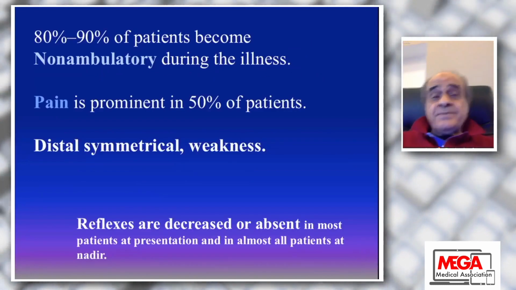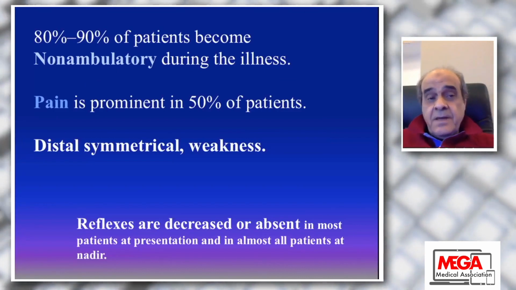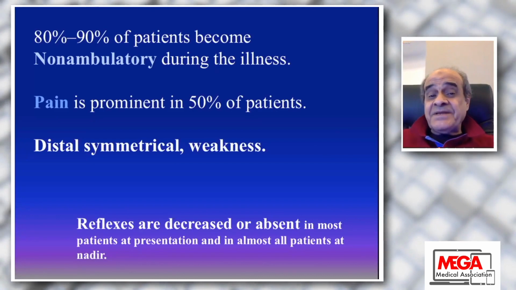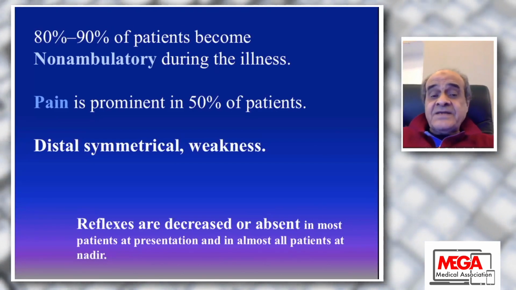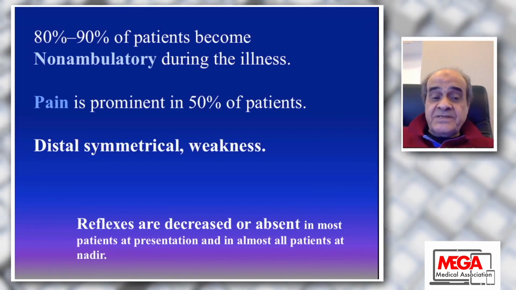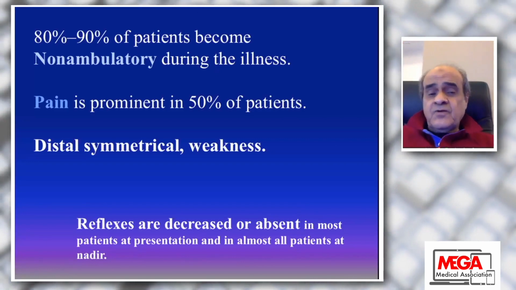80 to 90% of patients become non-ambulatory during the illness. Pain is prominent in 50% of patients. Distal symmetrical weakness. Reflexes are decreased or absent in most patients at presentation and in almost all patients at nadir, except in some.